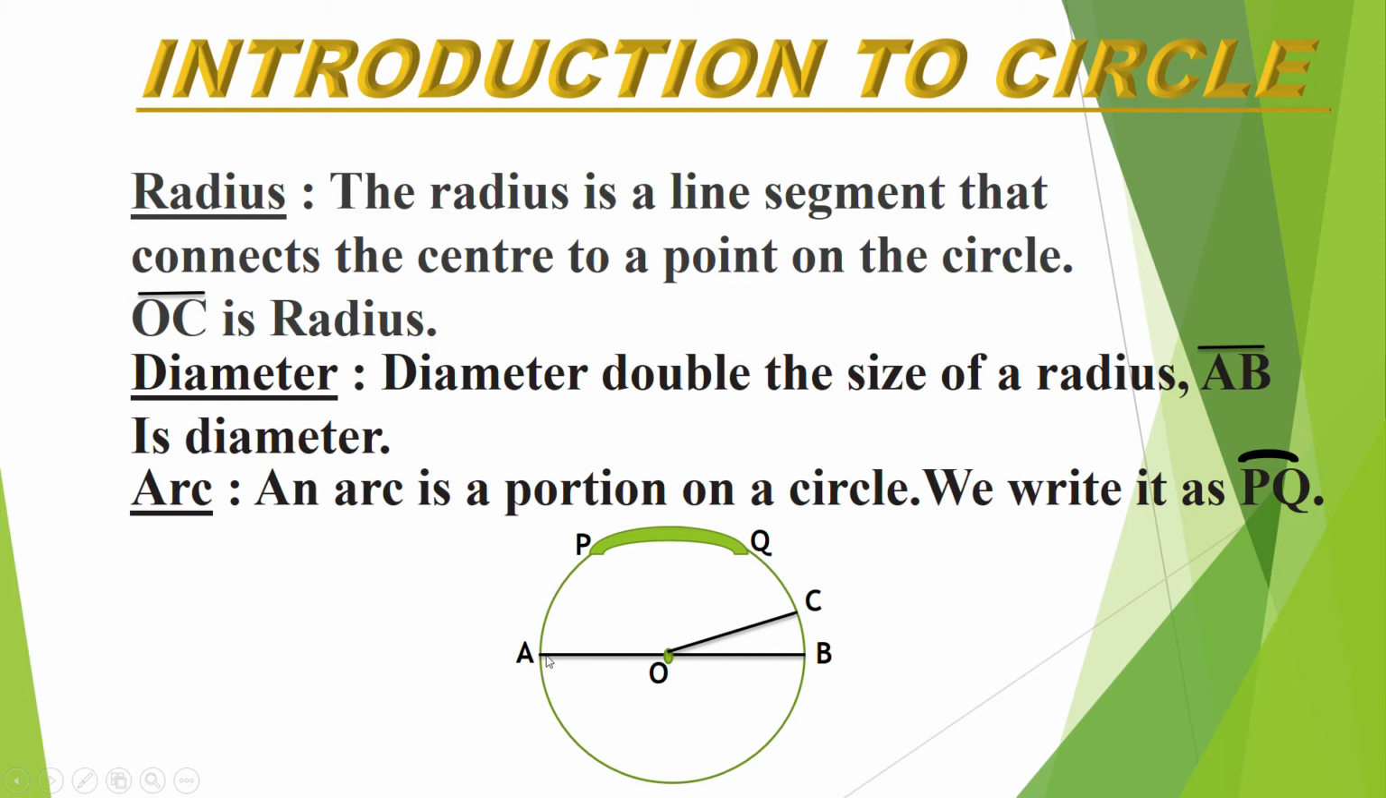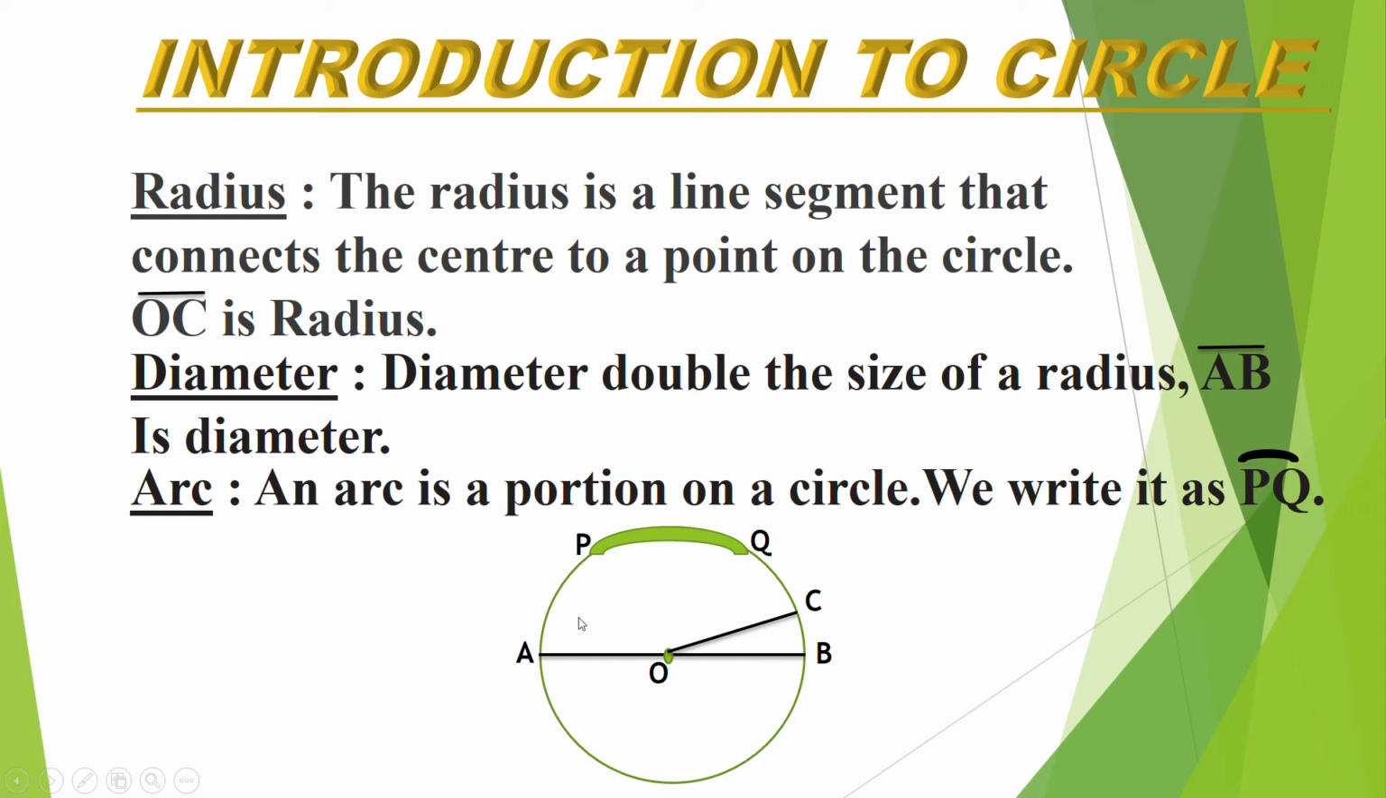The diameter always passes through the center, and one more important concept about the diameter is that it divides the circle into two equal parts. Suppose I have a diameter over here, you can observe two portions on both sides. It divides the circle into two equal parts, and always passes through the center.